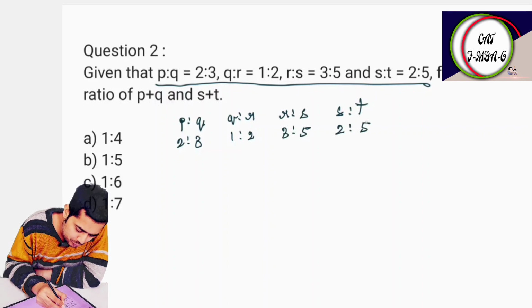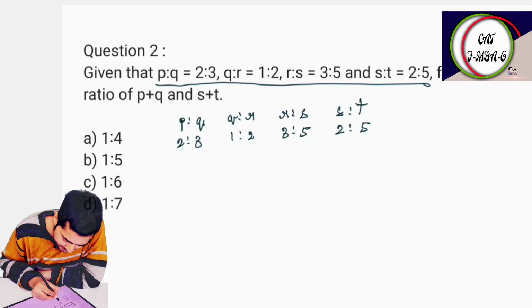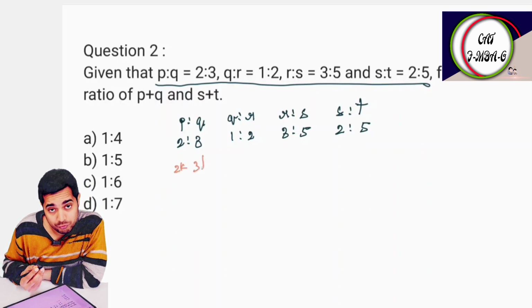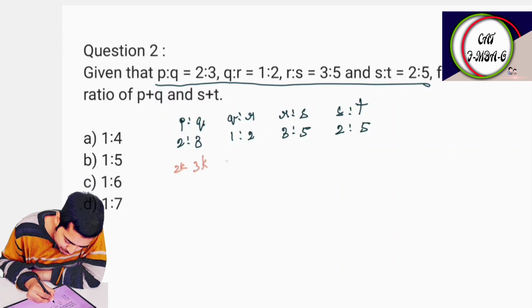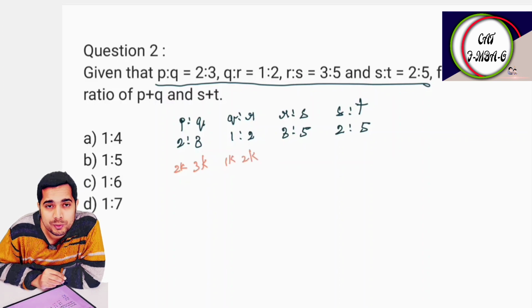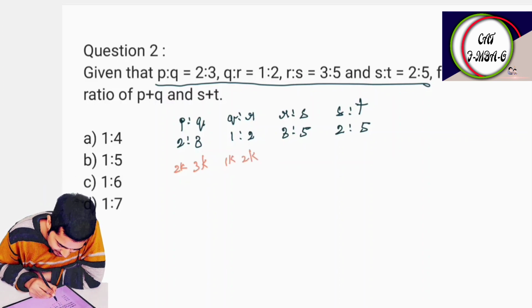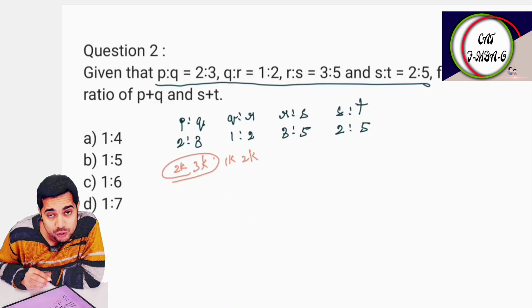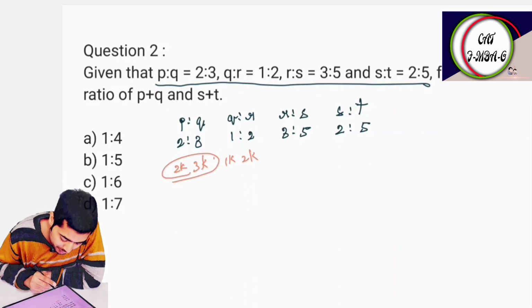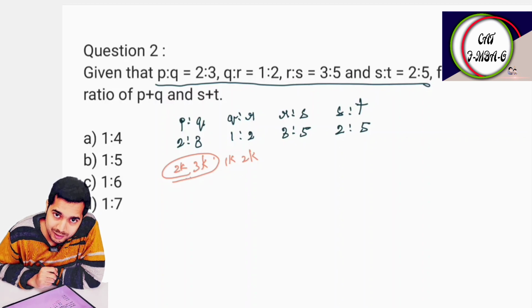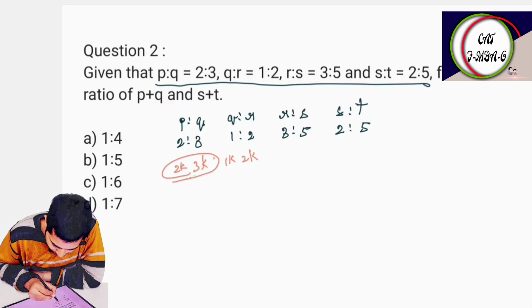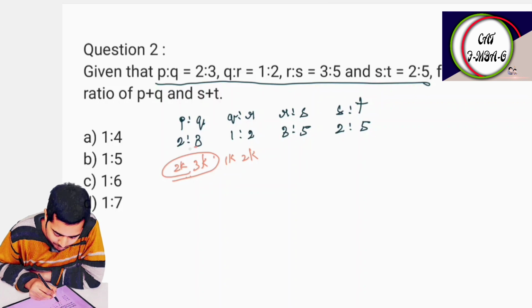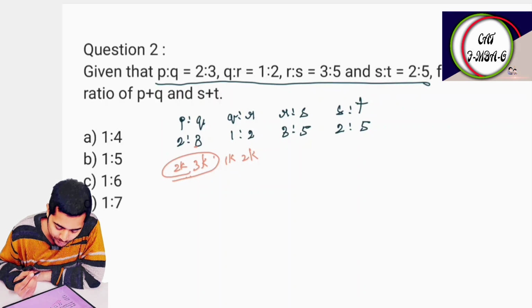What most of the students do is they take it as 2k, 3k, fine till now. Now they take it as 1k and 2k. This is going to be wrong. Here the constant of proportionality is k. Here it has to be k1 or x or y or z, whatever it be, but it cannot be k. It can be k only if Q has the same value on both sides. If it is 3, then it should be 3 here. That's how you do it.